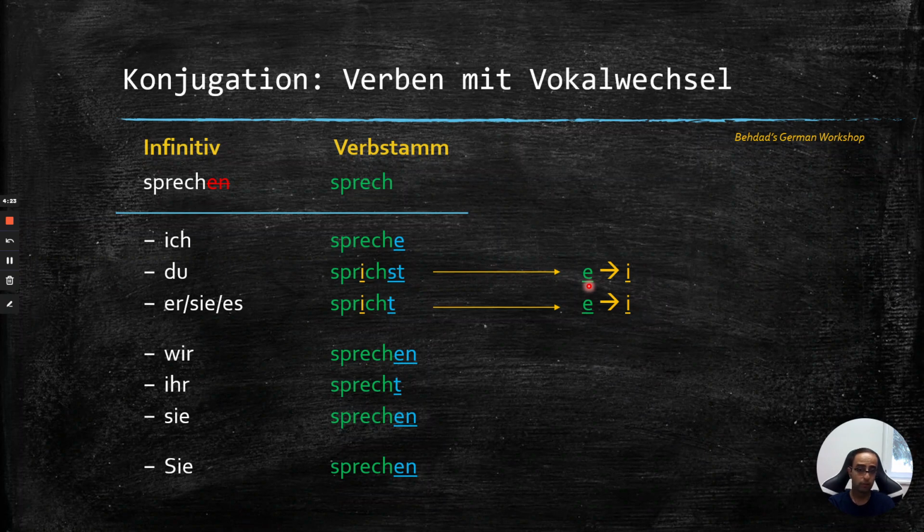Hopefully that's clear enough. There are also other kinds of changes in the vowel. Sometimes the E turns to an I, sometimes the E turns to an IE, sometimes a normal A turns into an umlaut with two points on top. There are different kinds of changes which you will learn with time. Now let's see some examples.